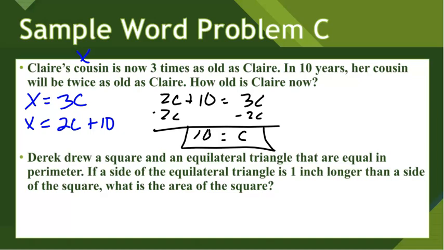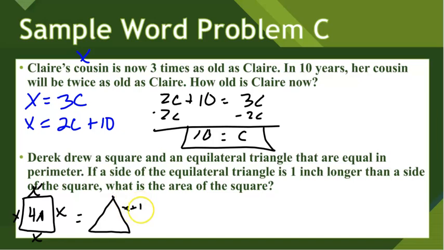area of the square? So if we draw a square here, and let's just say this is x, x, x, and x. That means the perimeter would be 4x. And this has to equal an equilateral triangle, which the side of an equilateral triangle is 1 inch longer than a side of the square. So if the side of the square is x, this would be x plus 1. So this would be 3 times x plus 1.